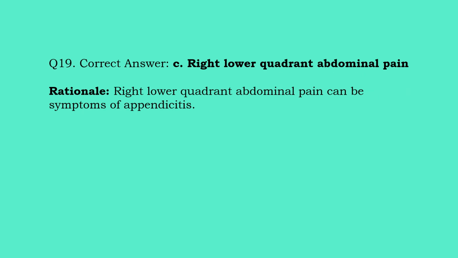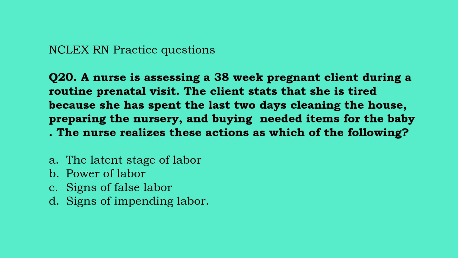Correct answer: C. Right lower quadrant abdominal pain. Rationale: right lower quadrant abdominal pain can be a symptom of appendicitis. NCLEX-RN Daily Practice Questions. Question 20.